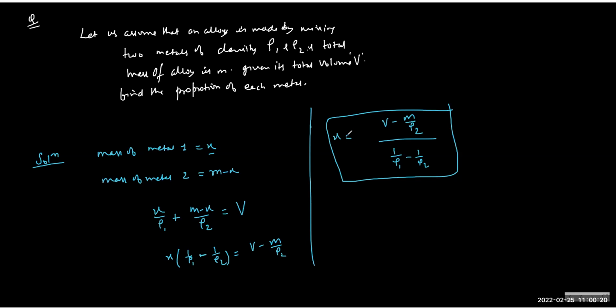You can see that if it is made of only the second element, only rho 2, then the volume must be M by rho 2 only, correct? And this will become zero. So automatically it completes the definition also. If something is only made of rho 2, then the volume must be equal to mass by rho 2, and therefore if I substitute here, it will become zero, which means there is no first element. I hope this is clear.